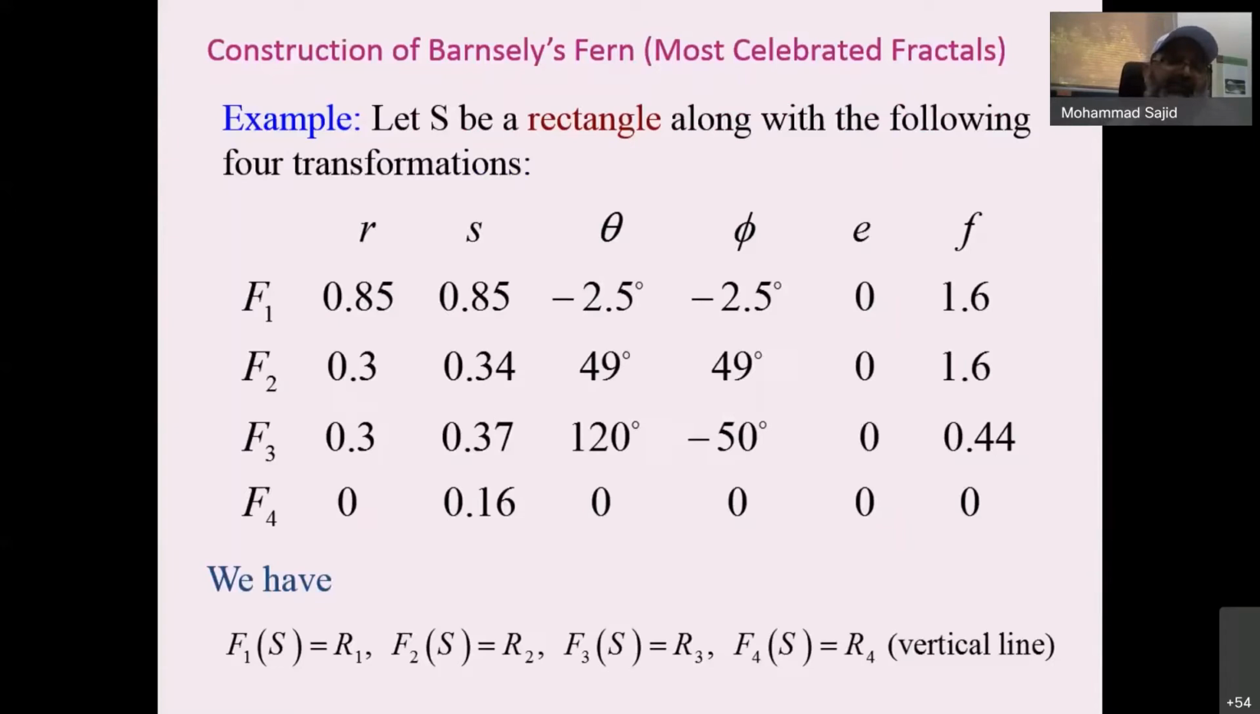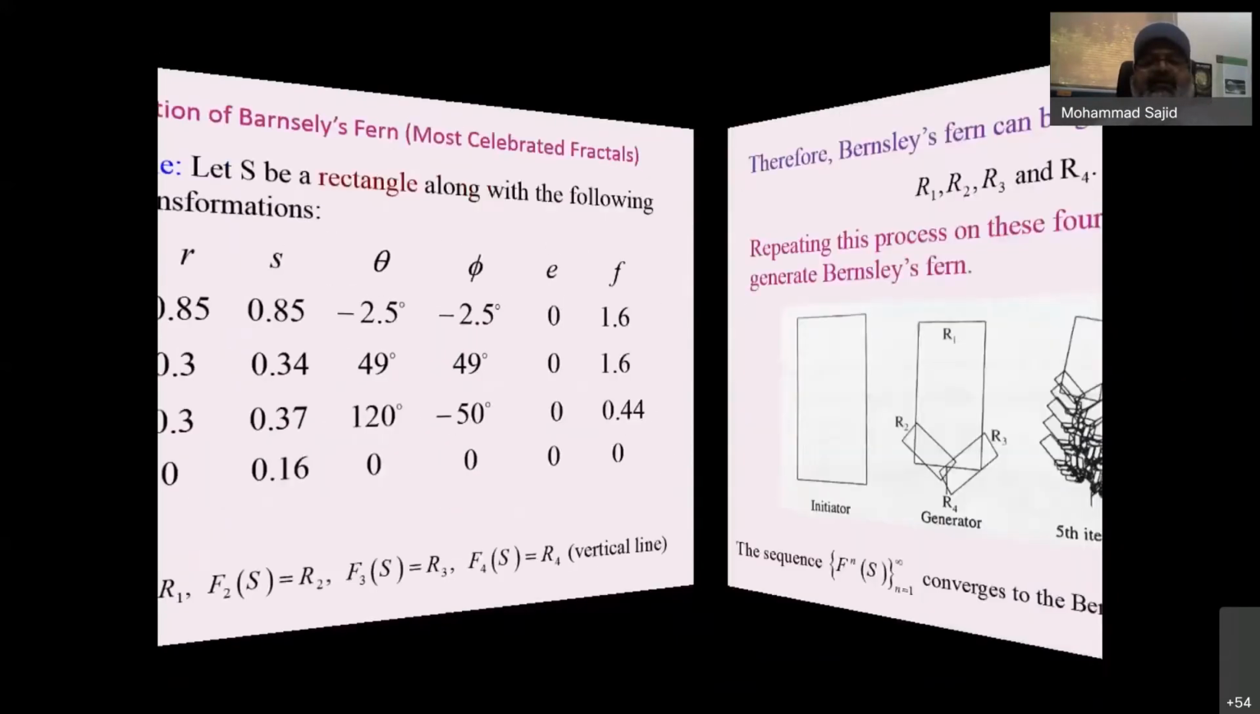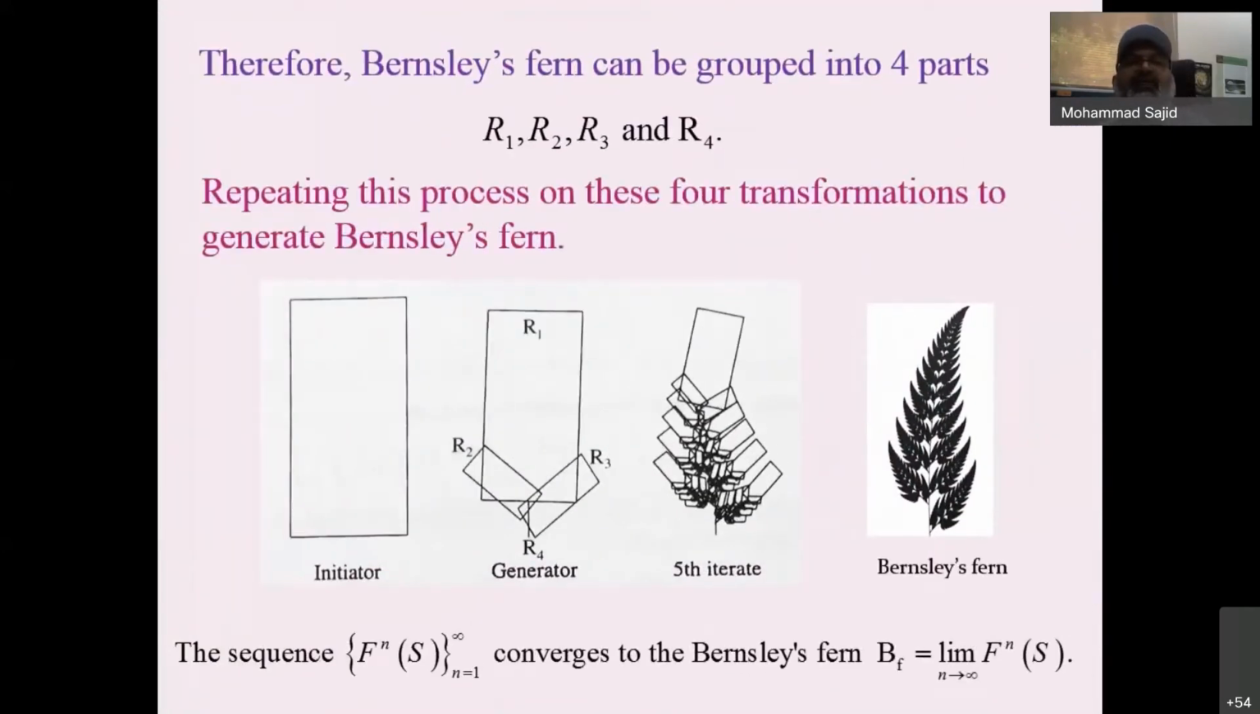Now we use S as a triangle. We have taken a triangle as S. Using these parameters, applying F1 on S we get R1, a new mapping. Applying F2 on S we get R2, F3 gives R3, and F4 gives R4. So we get 4 new sets. So the Barnsley fern can be grouped into 4 parts: R1, R2, R3, R4.